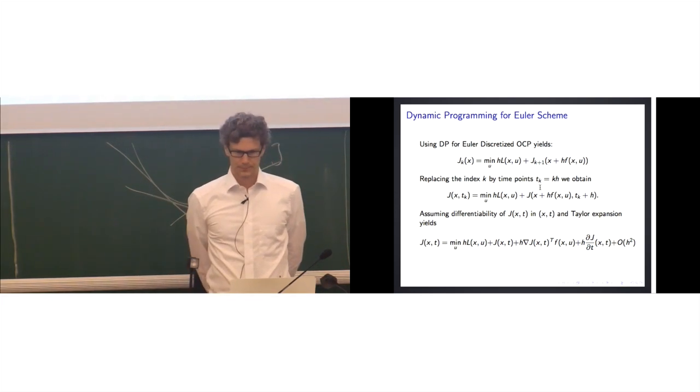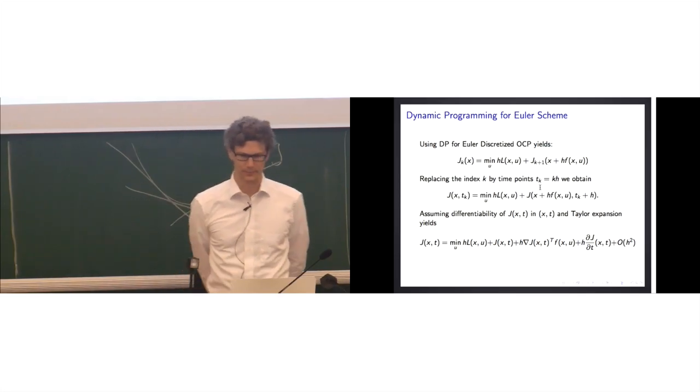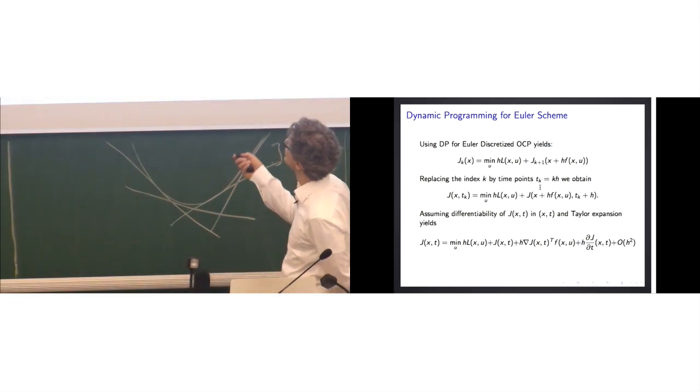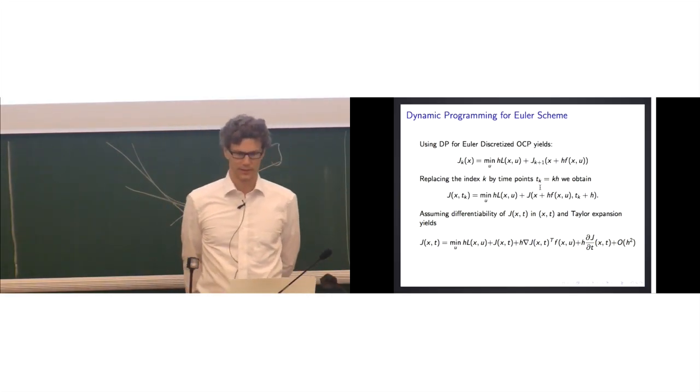Okay. And now we assume differentiability. That's a strong assumption, I should say. But we make this assumption. Assume that this j is differentiable. And then you can just do a Taylor expansion. And you can use the fact that this h is small. And you just write down the same equation.